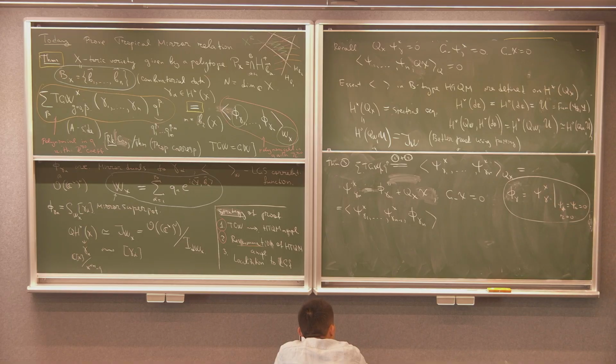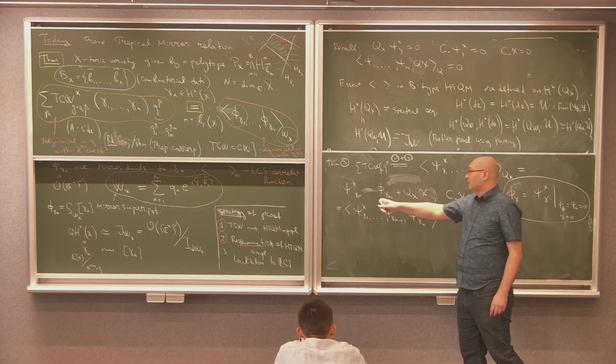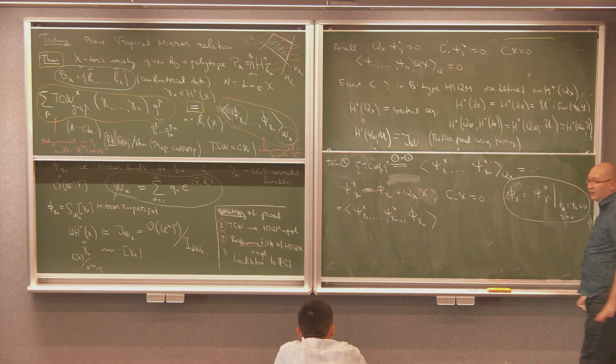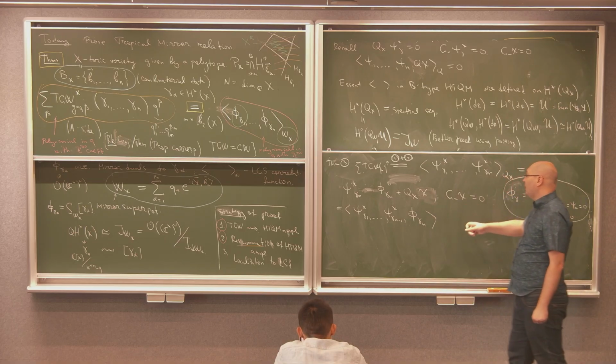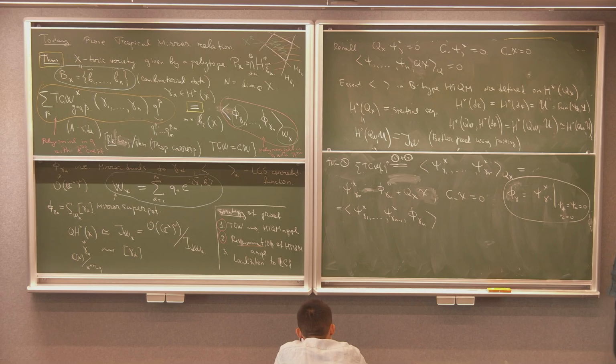And then there is a separate theorem using this pairing to show that they actually belong to the same cohomology class, that their difference is Qx of chi for G minus closed chi.